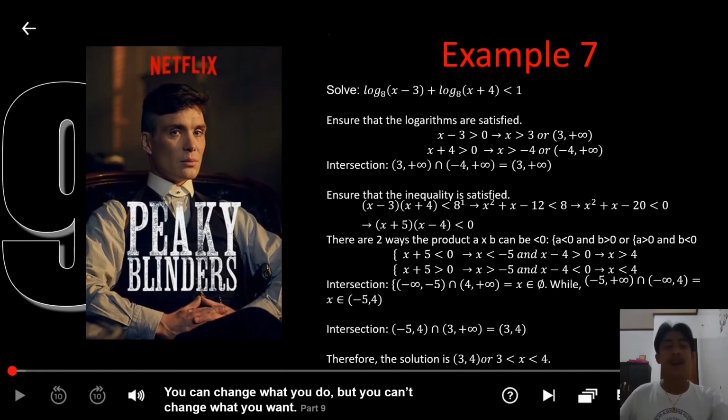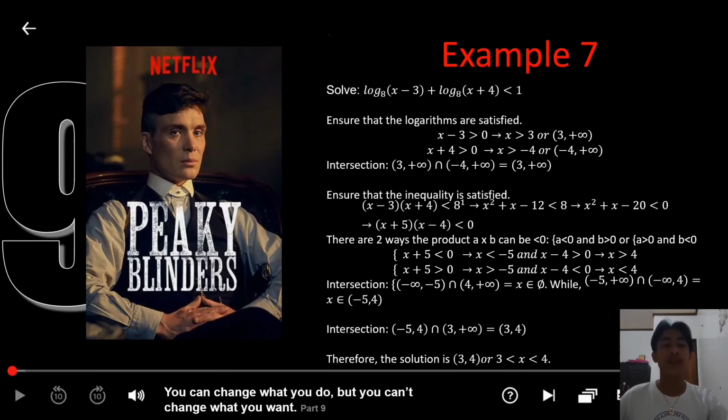Example 7. Log base 8 of x minus 3 plus log base 8 of x plus 4 is less than 1. Ensure that the logarithms are defined. x minus 3 greater than 0, so x greater than 3, or the interval 3 to positive infinity. x plus 4 greater than 0, so x greater than negative 4, or the interval negative 4 to positive infinity. The intersection of 3 to positive infinity and negative 4 to positive infinity equals 3 to positive infinity.